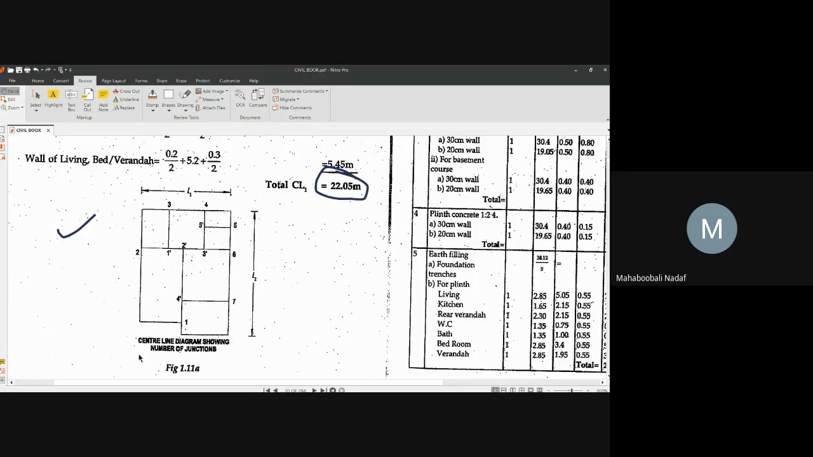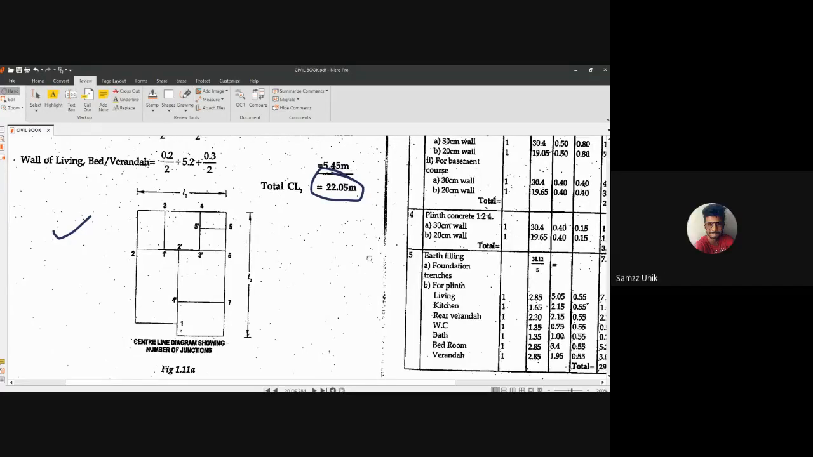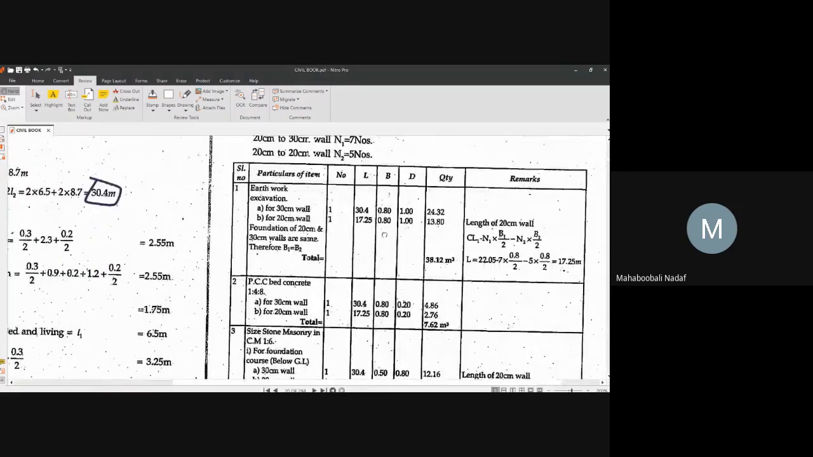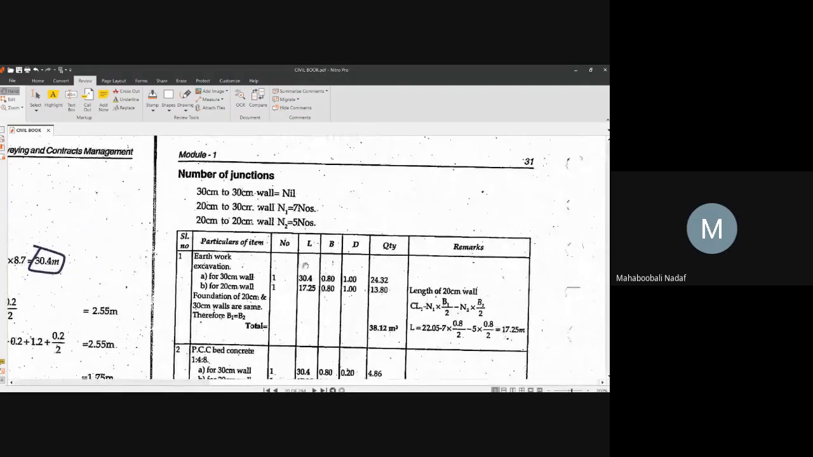Similarly, internal junctions where 20 is meeting with 20. How many are there? 1, 2, 3, 4, 5. Five junctions are there. Is that point clear? Yes, sir. Please reply, one or two persons can reply. Yes, sir. Okay, now see.